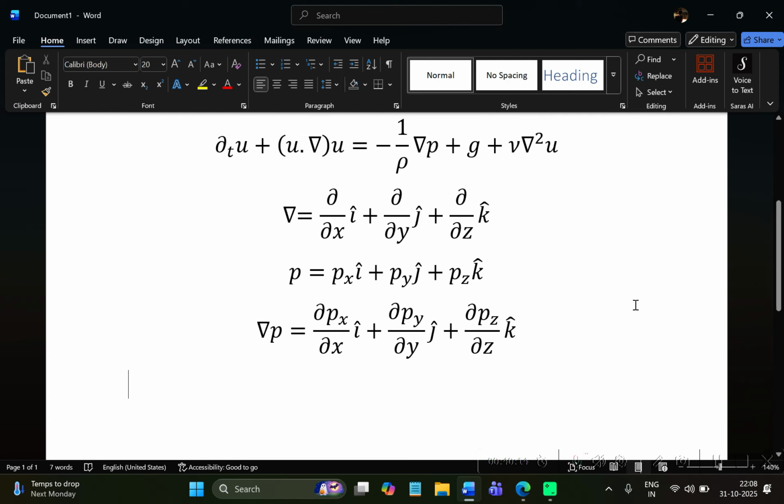The Navier-Stokes equation. Is there anything else that I can think of or that I can see? I don't know what to show you next, if I'm being very honest. But let's see.